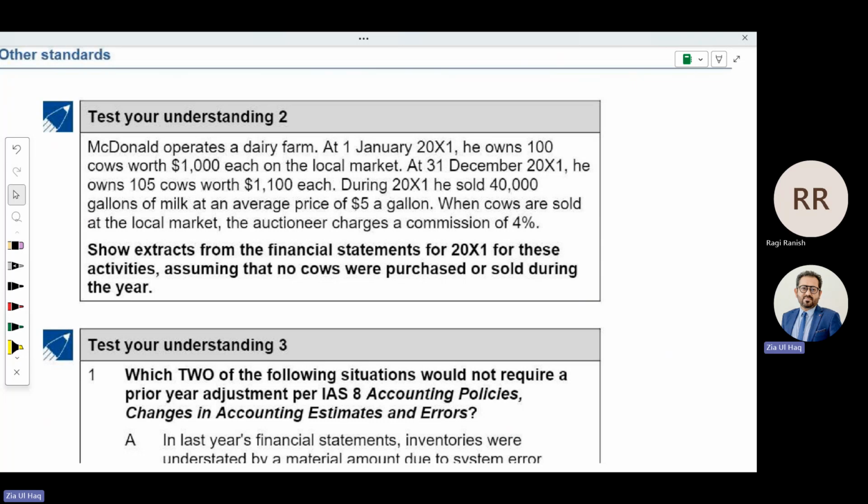Show extract from the financial statements for 20x1 for these activities, assuming that no cows were purchased or sold during the year. What should be the figure for the balance sheet? What should be the figure for profit and loss? You need to show that.